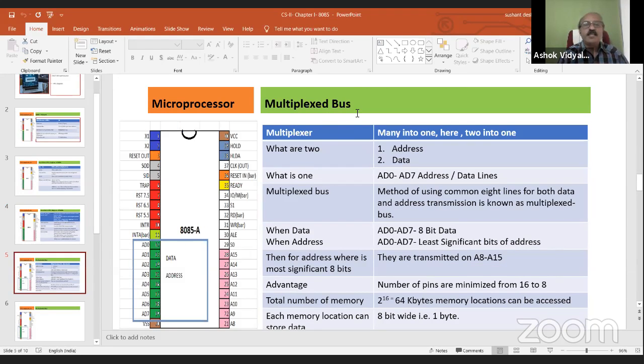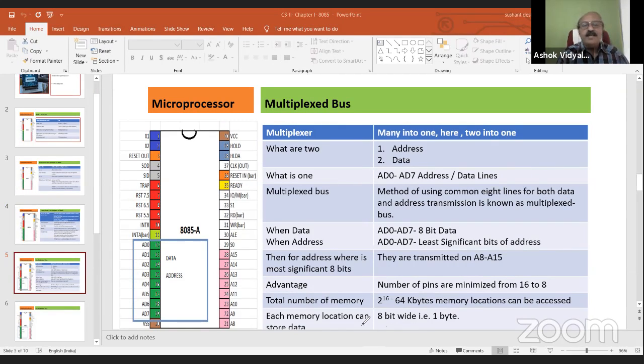Now quickly let's see what a multiplexed bus is. When we say multiplexed, obviously, it is AD0 to AD7. The same lines are used for two things: one is address and the second is data. What is multiplexed? The method of using common 8 lines for both data and address transmission is known as a multiplexed bus.